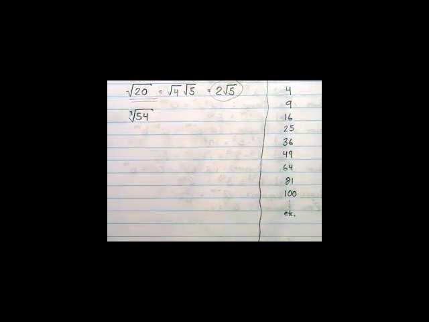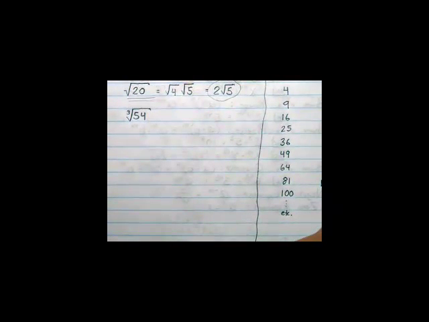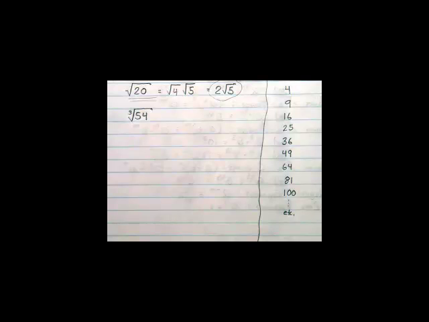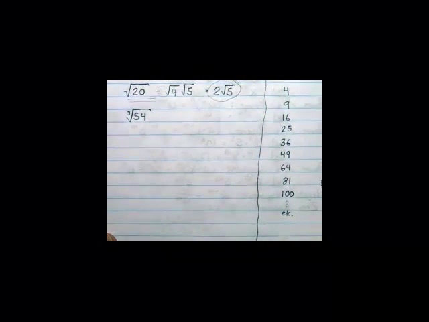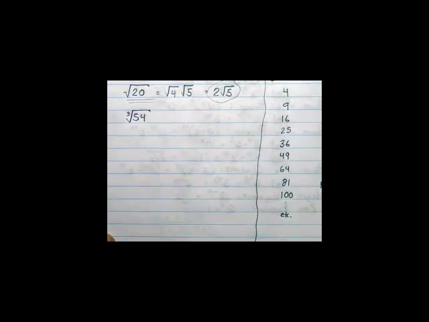Okay, what's the next perfect fourth? 81. 3 times 3 times 3 times 3 is 81. Okay, then 256. All right, we'll stop there. Do you see how these are blowing up huge really quickly? Okay, perfect fifths will get even larger even quicker.